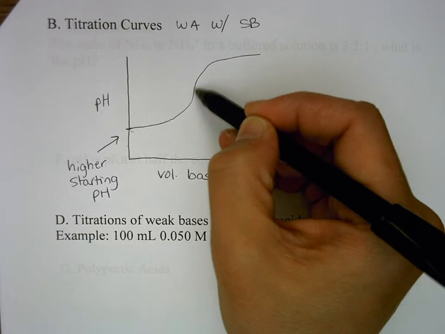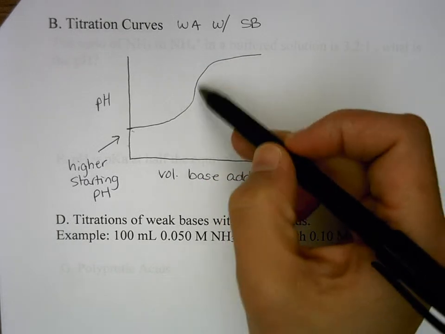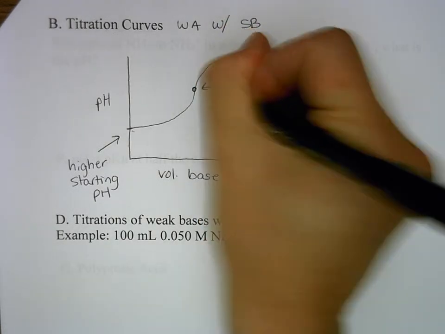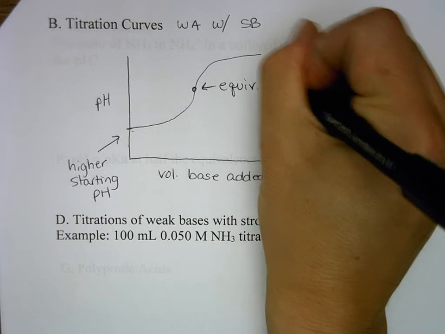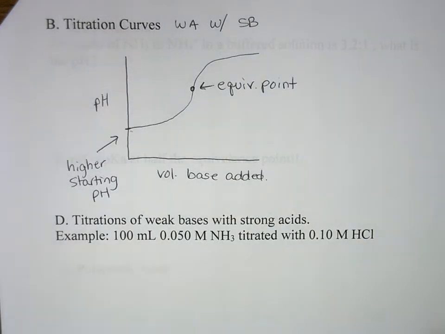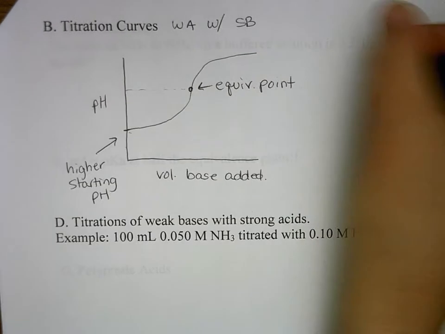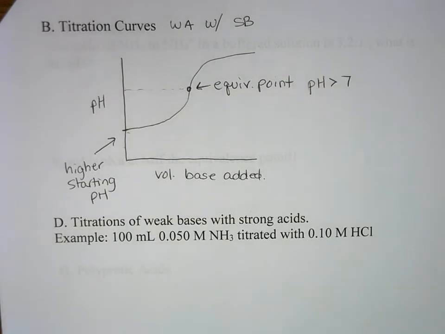This steep line portion is not as steep and not as big, but you still have the section where the pH increases rapidly. The middle of that section still represents the equivalence point. The only difference you need to know is that the equivalence point pH is greater than 7 when you're titrating a weak acid.